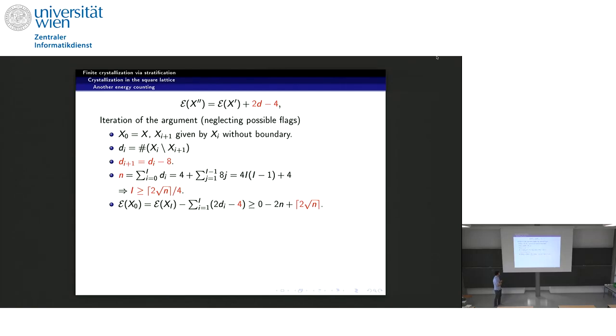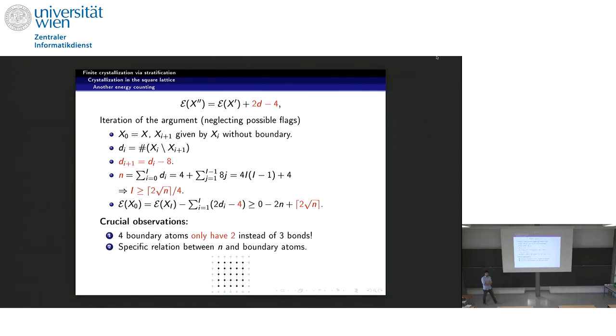And remember that in each step, the change of energy was related to the number of boundary points, and it was 2d minus 4. And now you can sum that up, and you see that summing up the d's will exactly give you the bulk term. And this minus 4 here, together with the number of iterations, gives you exactly the right surface contribution. Okay. So the details on this slide are not so important.